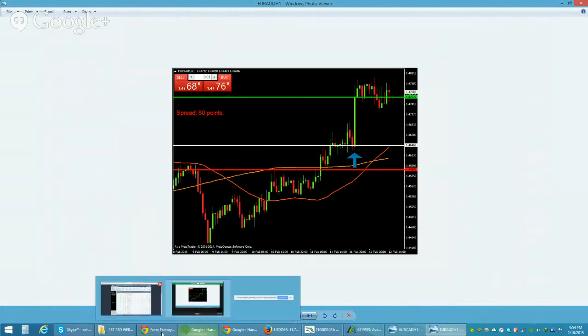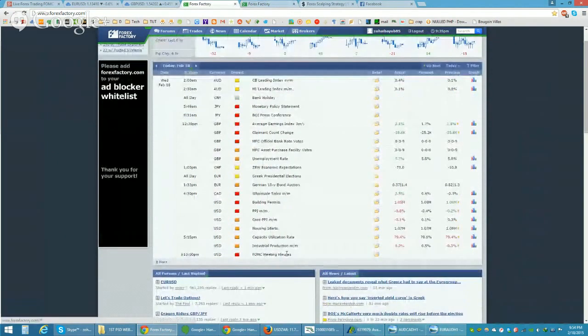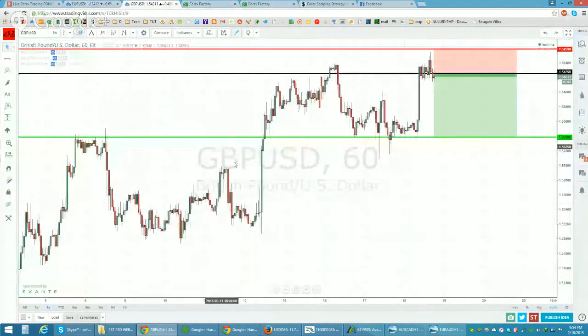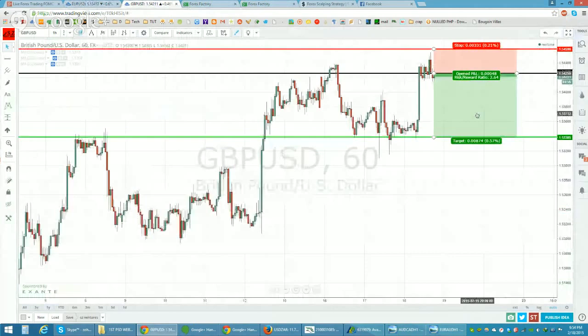We are waiting for the FOMC, which is a US dollar event, which is at 10 p.m. local time over here. So I'm going to be trading the FOMC, and I'm going to use two currency pairs for today, which is Euro Dollar and Pound Dollar. This is 1 hour charts on tradingview.com. So I'm going to go short on the Pound Dollar.